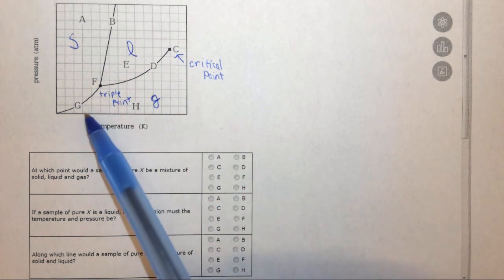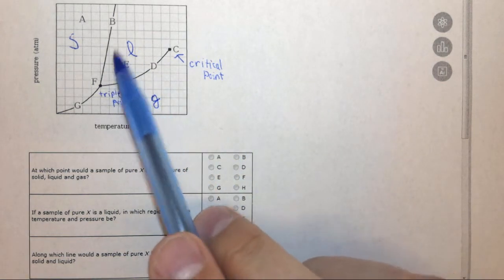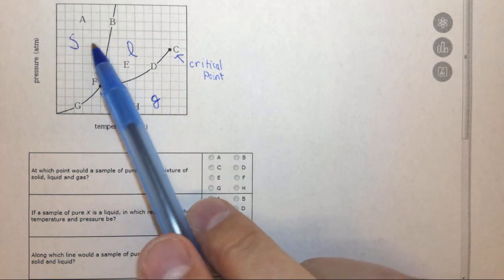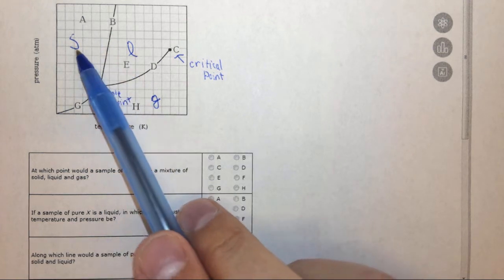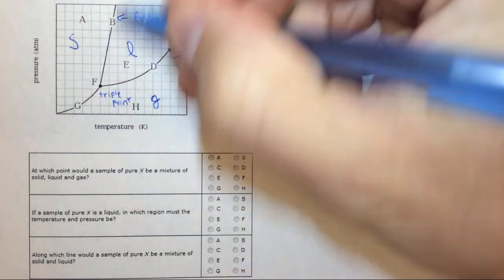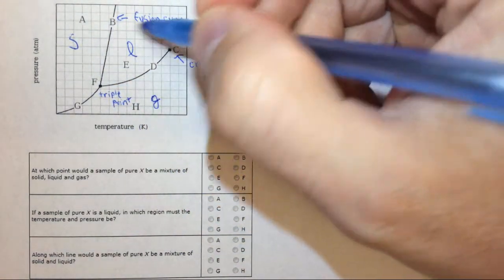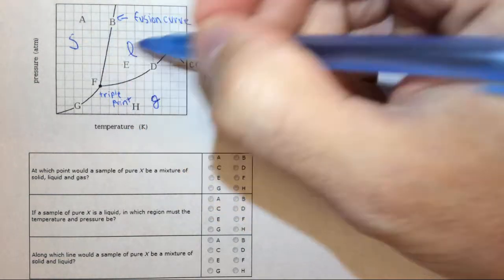So the other thing we have to identify is B, G, and D, these lines. In ALEKS, it says that B is the solid-liquid coexistence line. This is sometimes referred to as the fusion curve. The line at which you have both a solid and a liquid. Fusion essentially means melting, that is basically occurring when you go from a solid to a liquid.